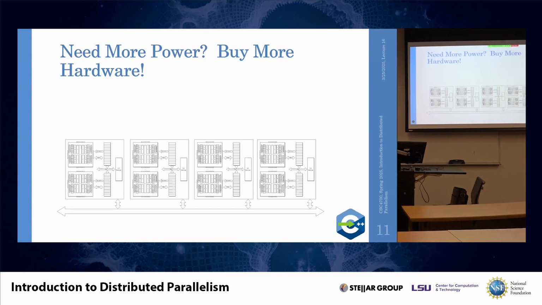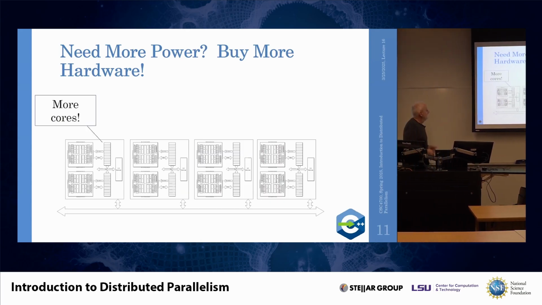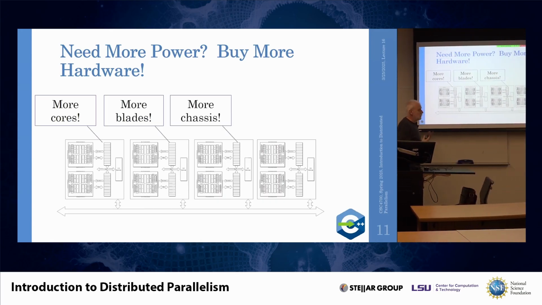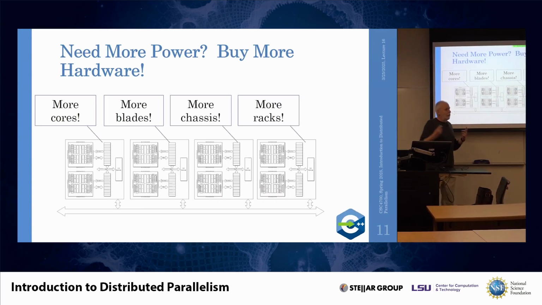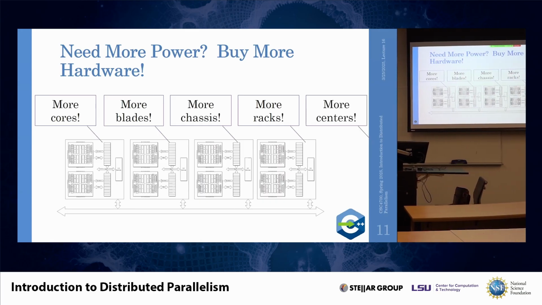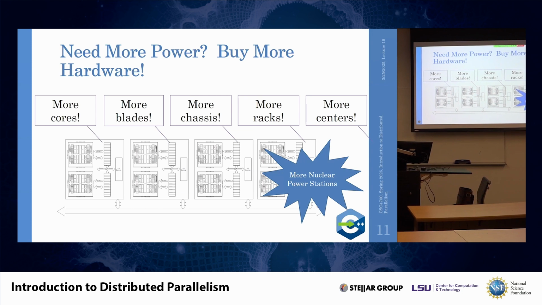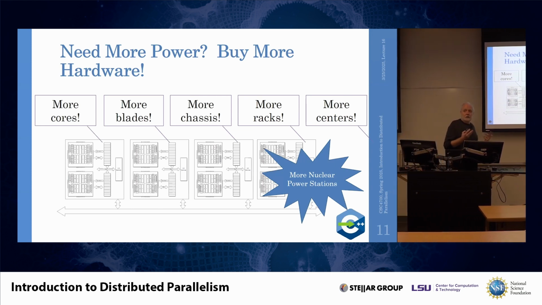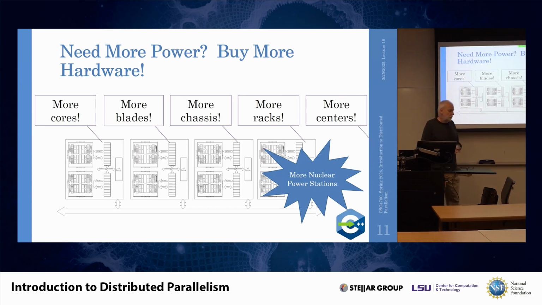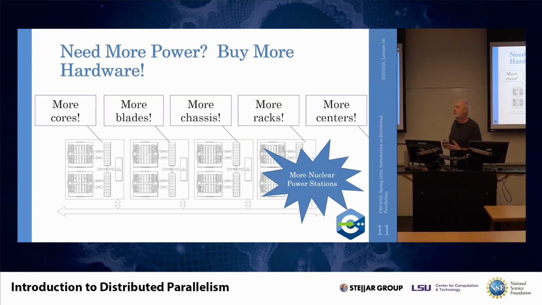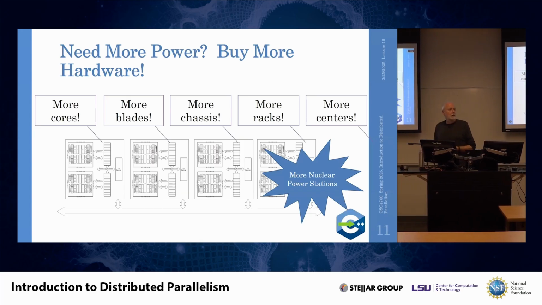And what if I need even more power? Well, more cores, more blades, more chassis, more racks, more centers, well, and more nuclear power plants, right? That's the downside of all of this. And by the way, the AI revolution we are seeing today is one of the main energy-consuming things we have around.